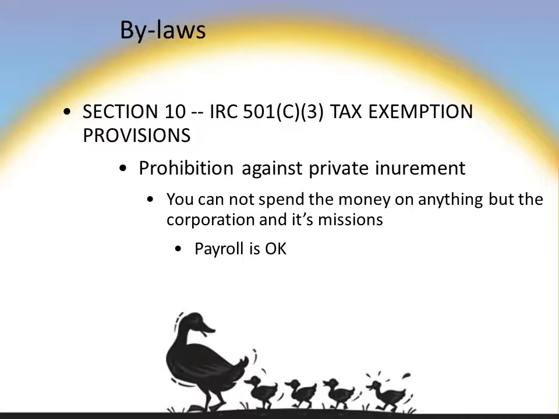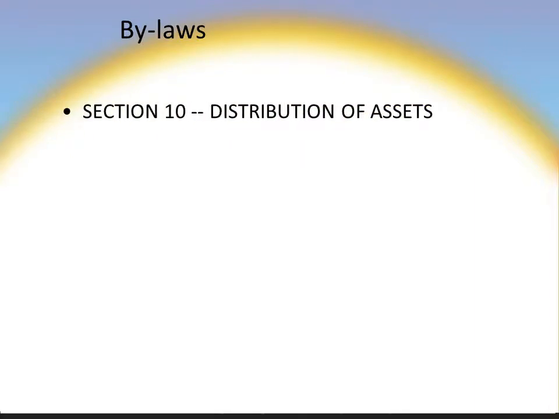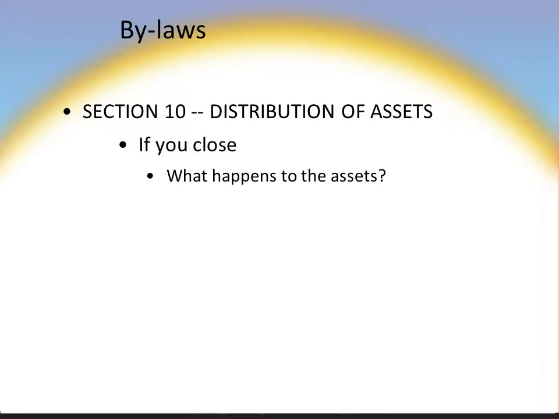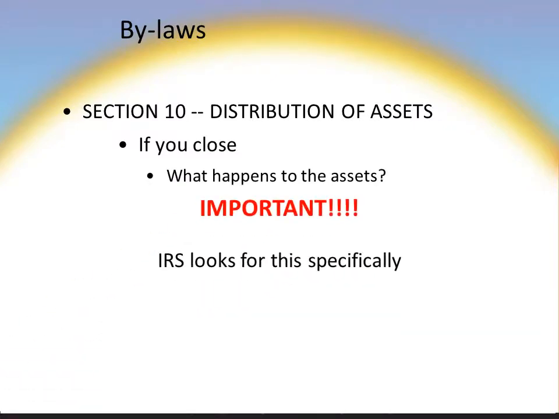Payroll is compensating employees for their work, as long as that employment is done in accordance with federal, state, and local laws, with proper deductions for Social Security, compensation, and unemployment, insurances, and tax deductions. Section 10 also covers distribution of assets. If you close, what happens to the assets? This is extremely important. The IRS looks for this specifically when giving 501c3 approval.